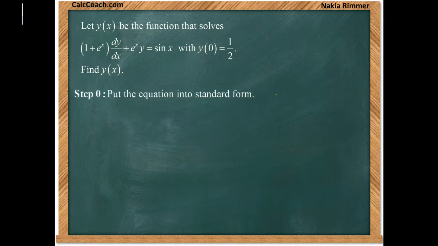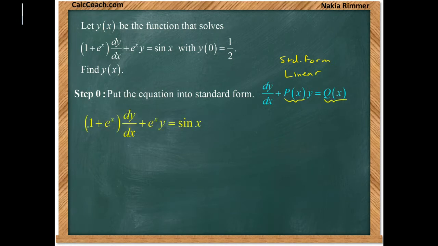Before you start, you must have it in standard form. This is a linear ordinary differential equation, and the standard form for it is dy/dx plus p of x times y equals q of x. What we have is (1 plus e to the x) times dy/dx plus e to the x times y is equal to the sine of x. This 1 plus e to the x can't be in front of the dy/dx, so we divide by it. And we identify exactly what is multiplied by y.